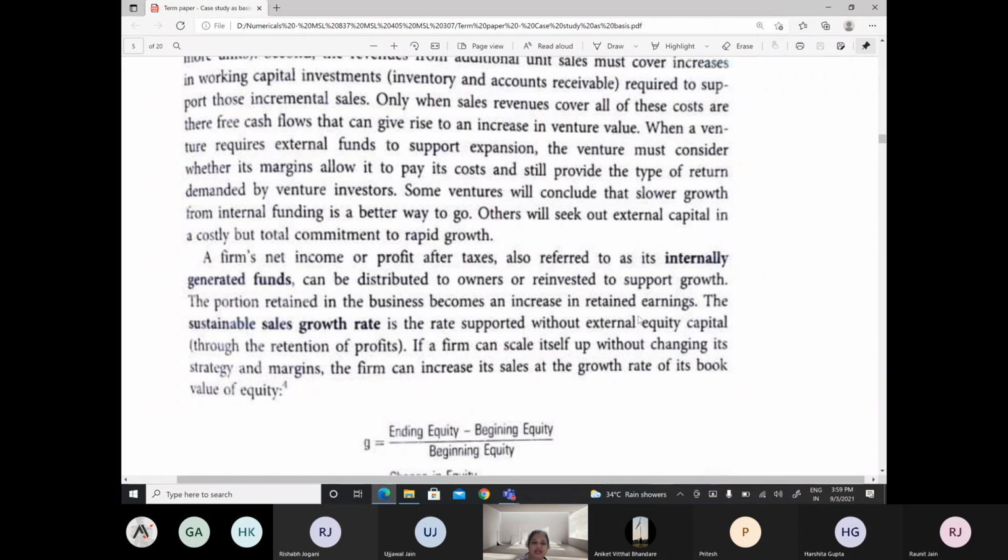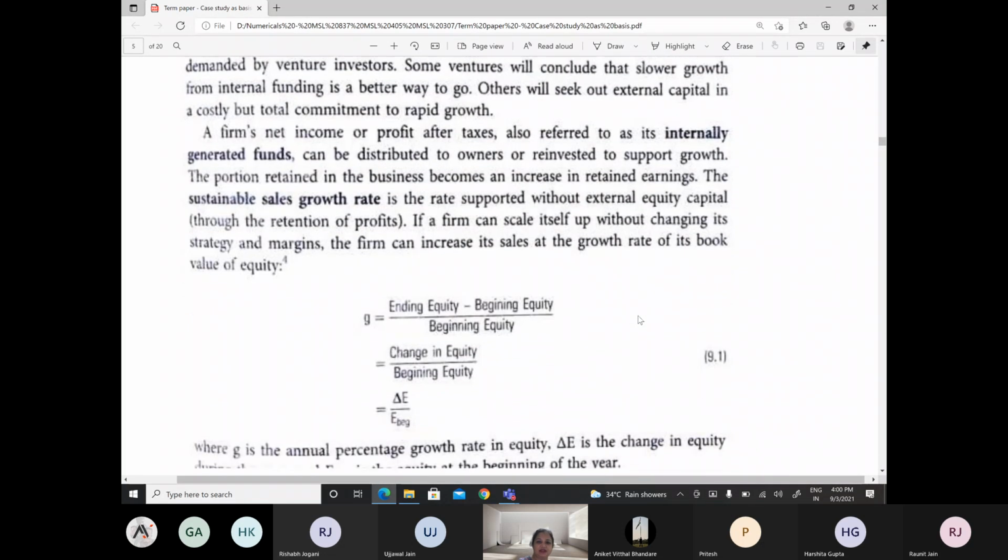A firm's net income or profit after taxes, also referred to as its internally generated funds, can be distributed to owners or reinvested to support growth. The portion retained in the business becomes an increase in retained earnings, and the sustainable sales growth rate is the rate supported without external equity capital through the retention of profit. So we have already done this formula, but let us look at it from a different perspective.